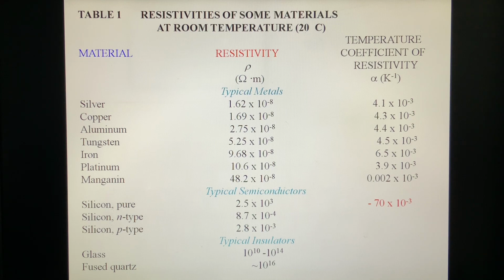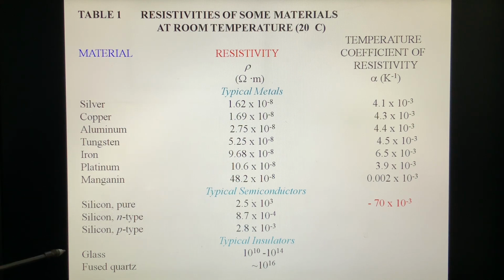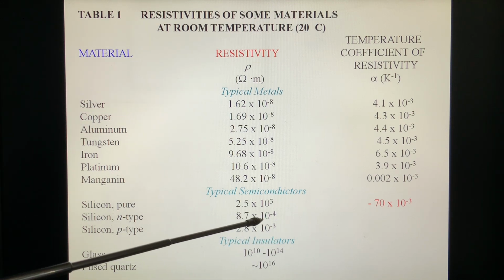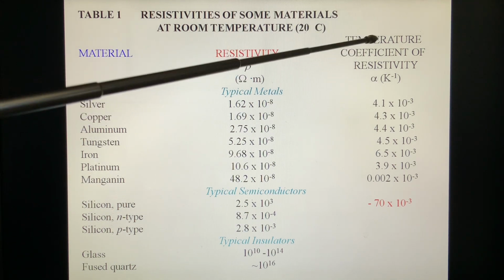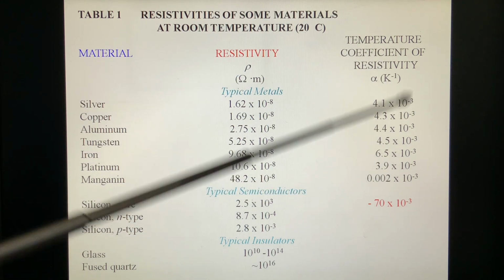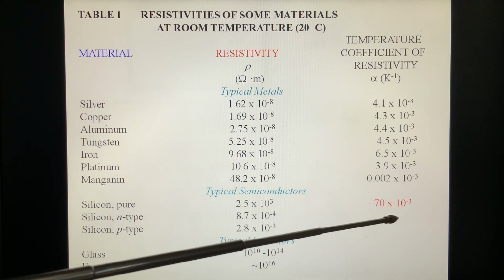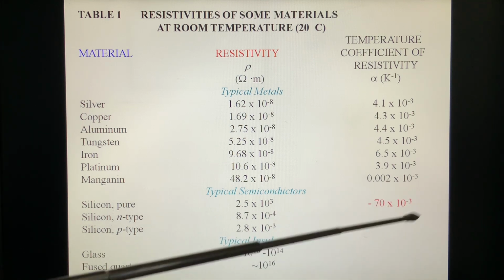We look at the resistivity. Silver and copper are about 10 to the minus 8, and glass, an insulator, is about 10 to the 14. Between them we have semiconductors. The difference is that the temperature coefficient of resistivity is positive for these, but negative for semiconductors. Negative means when the temperature increases, the resistivity decreases.